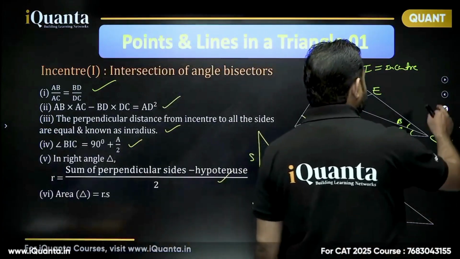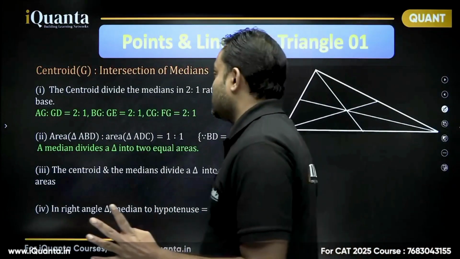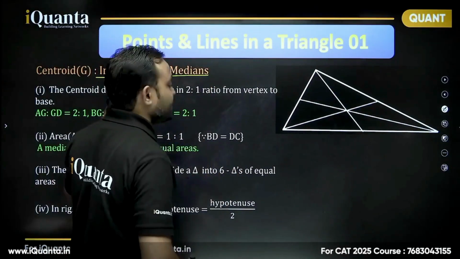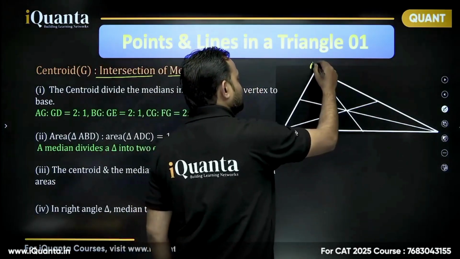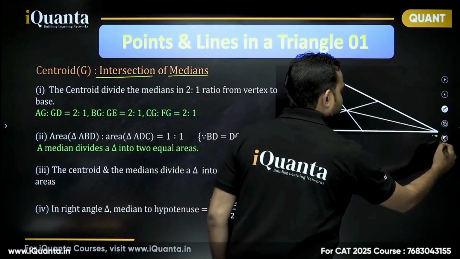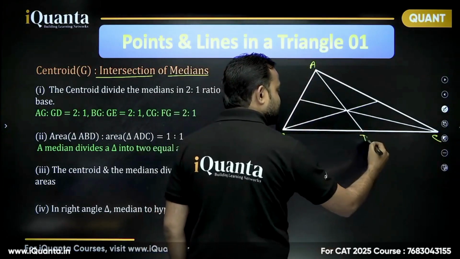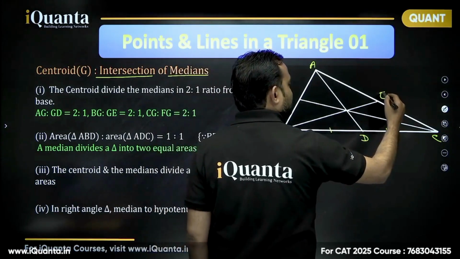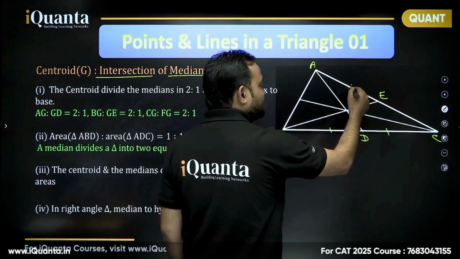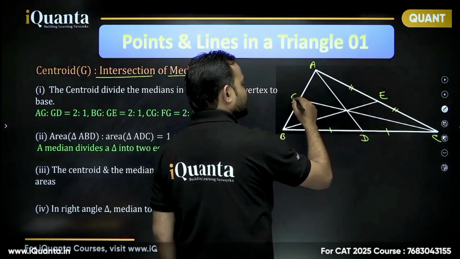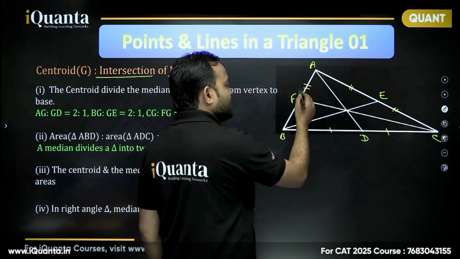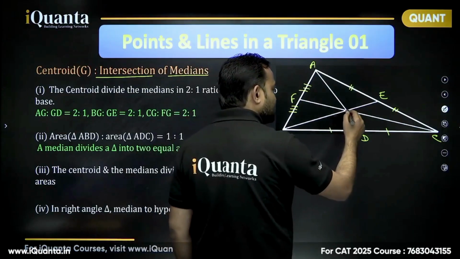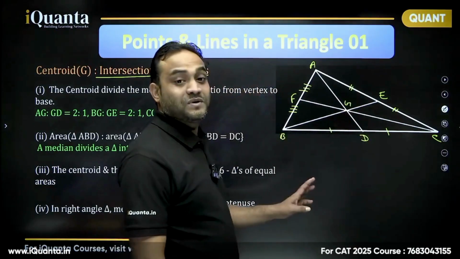Now let's go to the next slide, which is about centroid. Now what's a centroid? Centroid is nothing but intersection of medians, and we denote it by G. Let's say this is a triangle ABC. Then AD is a line segment which divides BC into two equal parts. BE is another line segment which divides AC into two equal parts, and CF is third median which divides AB into two equal parts. So we have three different medians, and the intersection of this point is known as G. G is nothing but centroid.